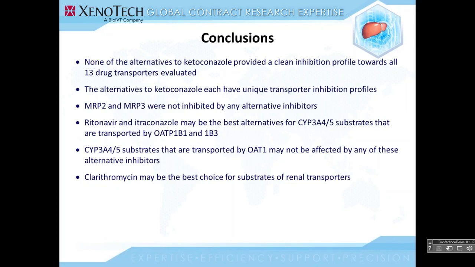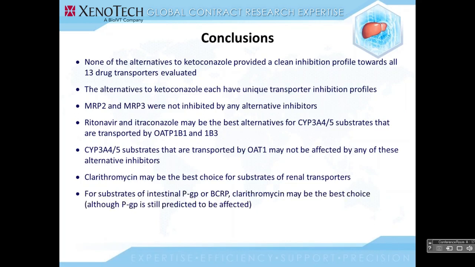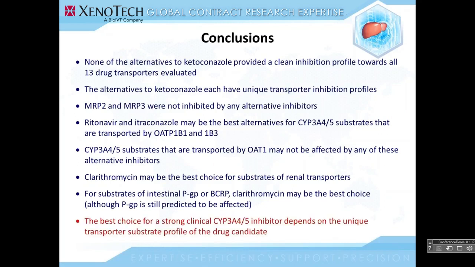Clarithromycin may be your best choice for substrates of renal transporters. And for substrates of intestinal PGP or BCRP, clarithromycin again may be the best choice, although we have to keep in mind that PGP is still predicted to be affected by clarithromycin.